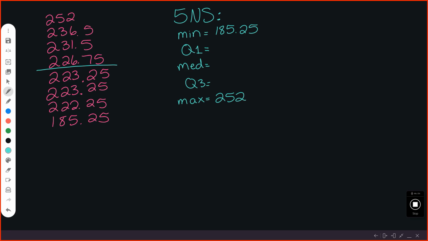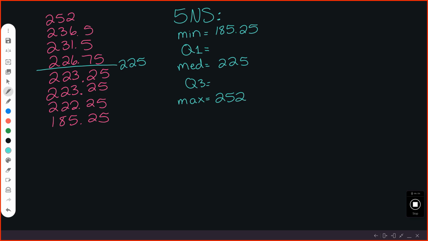If I had an odd number of frogs, I would just choose the one that's in the middle. Like if I had one more frog, I would choose the 9th, or the 5th from the top or the 5th from the bottom. It's the same number. But for this one, I have 4 and 4. So I need to take the average of those two numbers. So I'm just going to add them up and divide by 2. 226.75 plus 223.25 and divide that by 2, and I get 225, which we actually found already today using our e-tool.